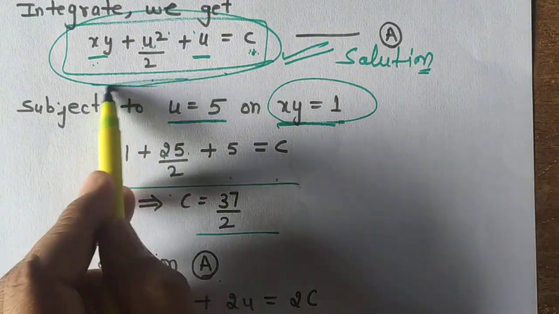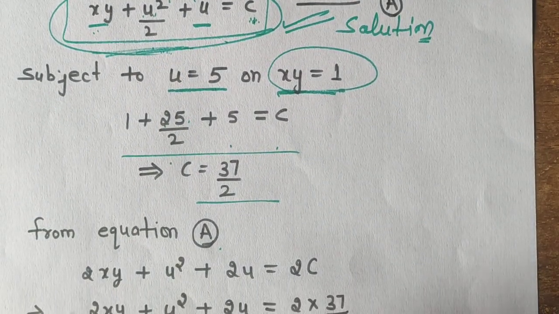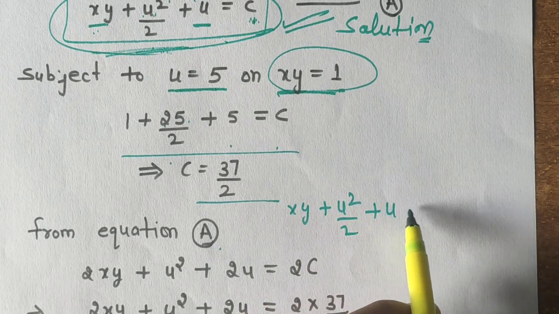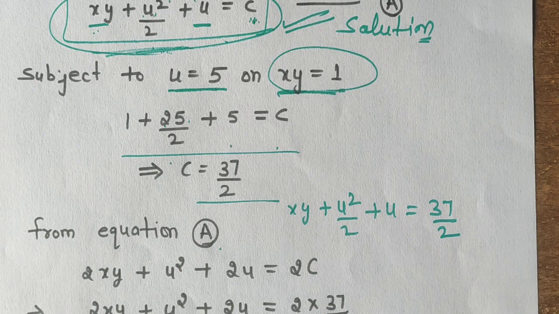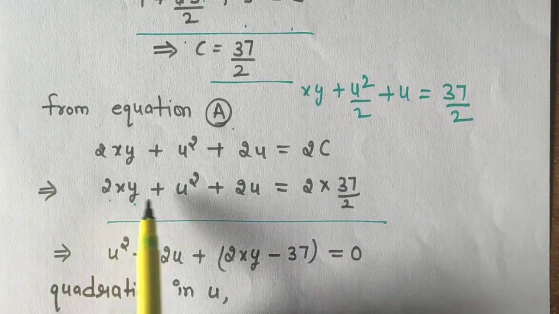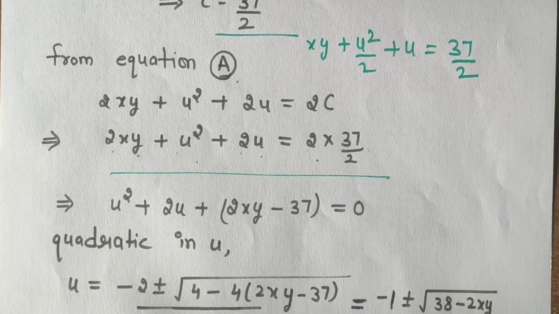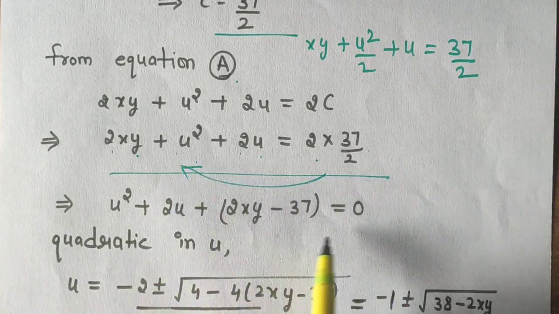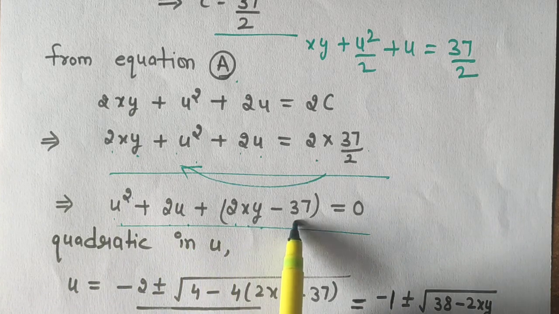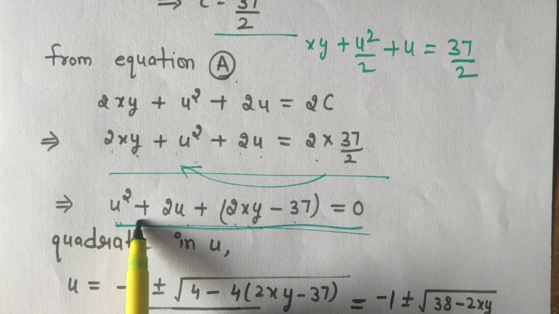Then this value put in the solution, then this becomes xy plus u square by 2 plus u equal to 37 by 2. We can take the LCM and after solving this becomes 2xy plus u square plus 2u is equal to 37. If all the terms go to the left hand side, then this becomes u square plus 2u plus 2xy minus 37 is equal to 0. This equation is quadratic in u. We can solve the value of u.